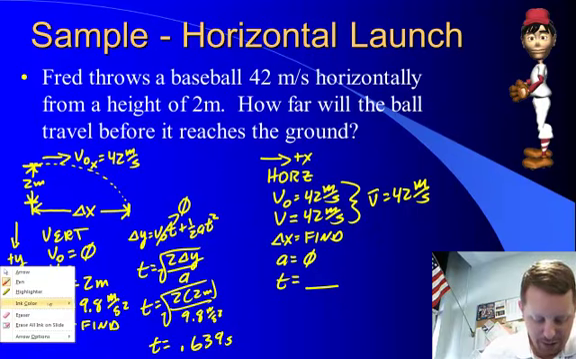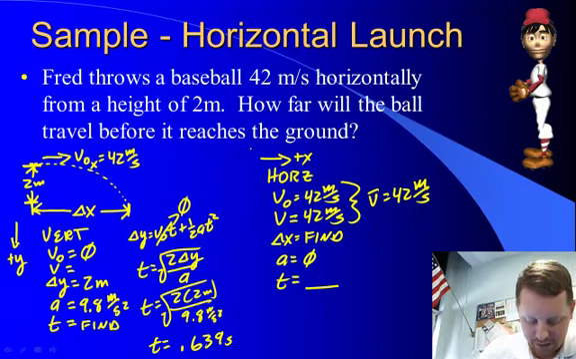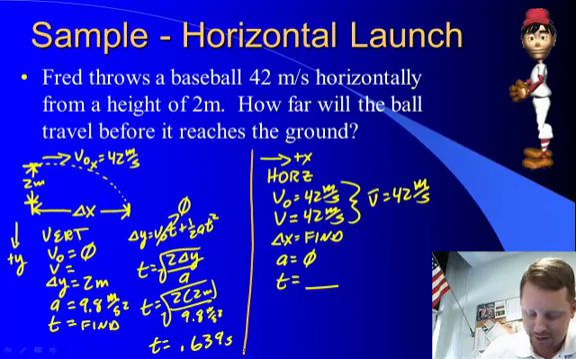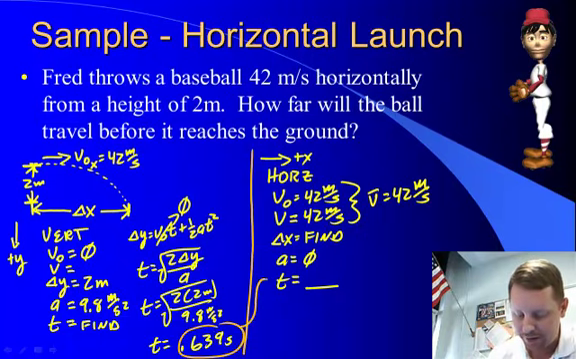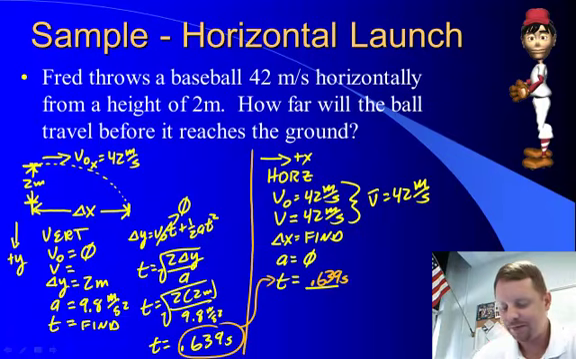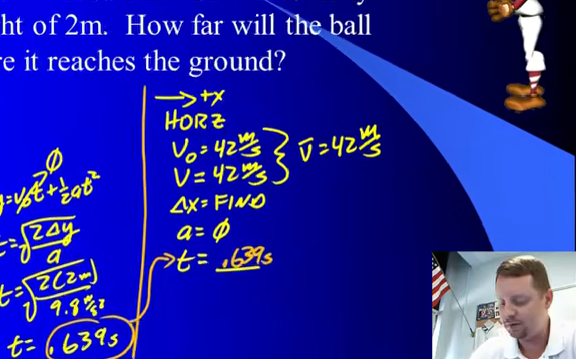Now remember, we said that you could not intermix horizontal and vertical motion except for one variable, time. The amount of time a projectile is in the air horizontally has to be the amount of time it's in the air vertically. So we can take this 0.639 seconds and plug it in over here on our horizontal table. Now we can use our kinematic equations to solve for the horizontal range.